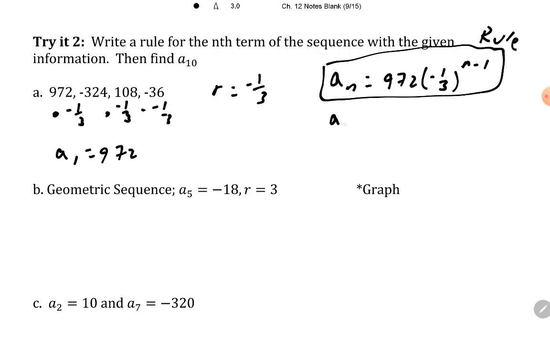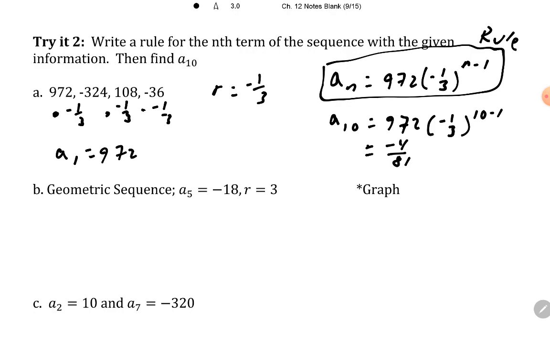Okay, and then we want to find the 10th term. So 972 times negative 1/3 to the 10 minus 1, so the 9th power. So use our calculator here, and we'll get negative 4 over 81. Okay, part B.